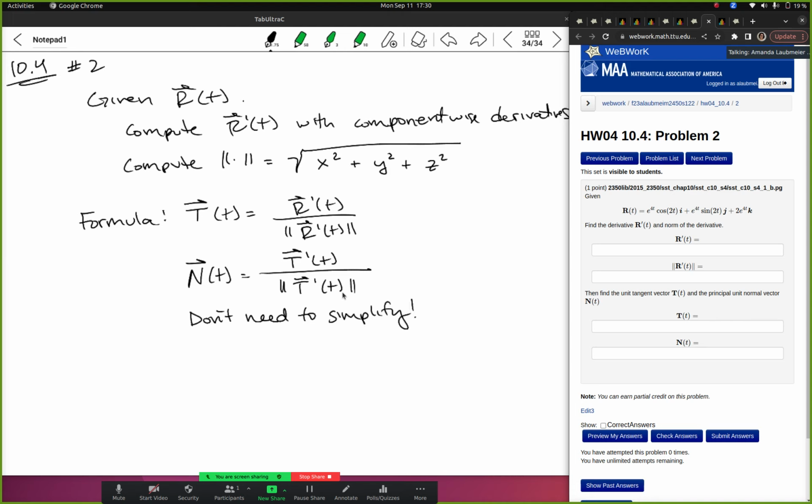And then just a warning, you don't need to simplify it. WebWork is going to simplify your answer and figure out if it's correct. And on an exam, for example, if you go to the effort of simplifying something, you're wasting time you could spend on other problems, and you're increasing the chance that you turn a right answer into a wrong one. So once you get whatever you have for n, just leave it there.